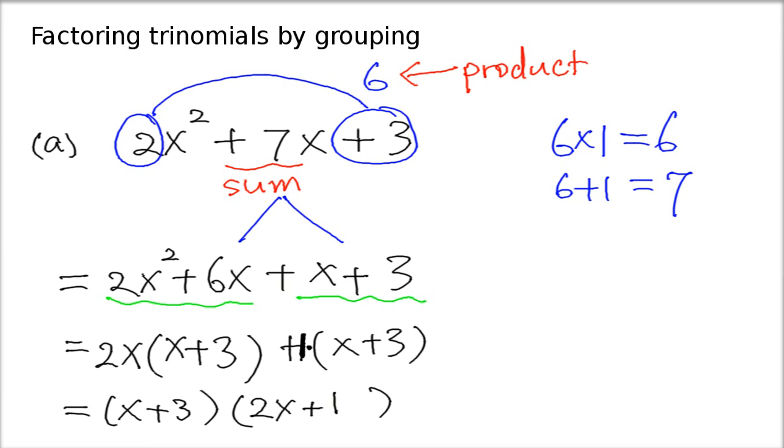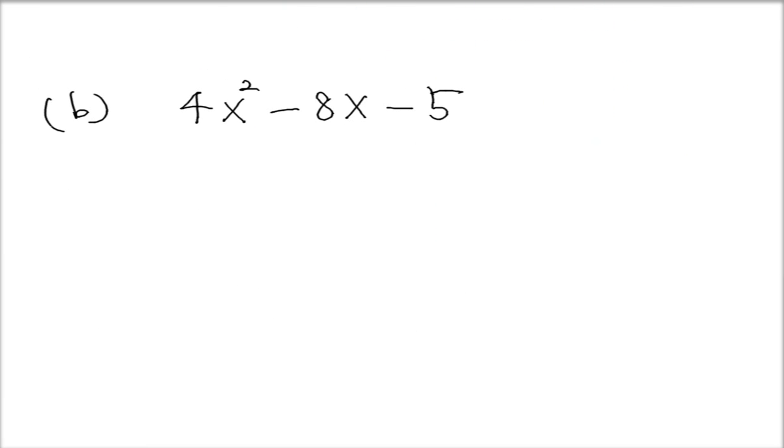Now let's look at another example. So we're going to do the same thing. Multiply the leading coefficient and the constant term. 4 times negative 5 is negative 20.